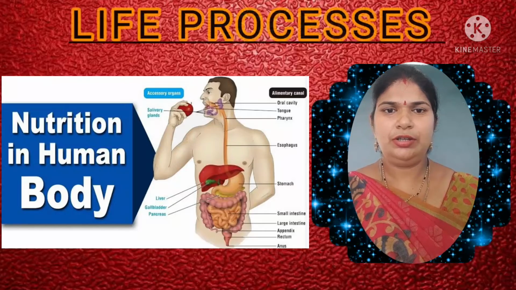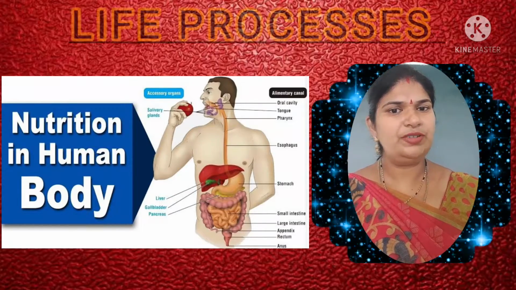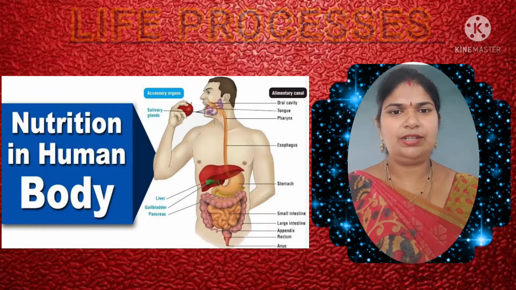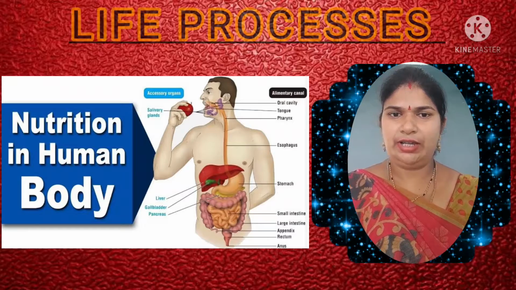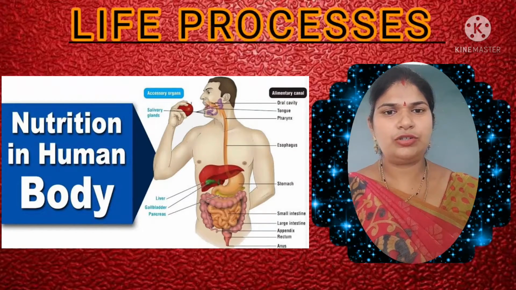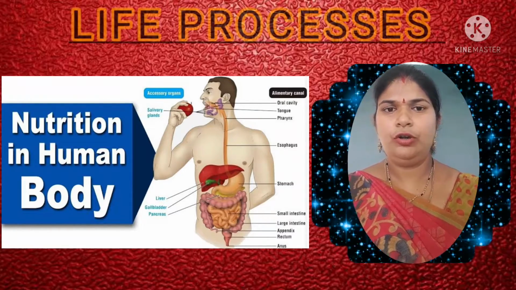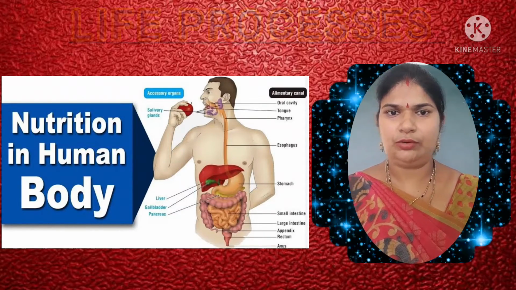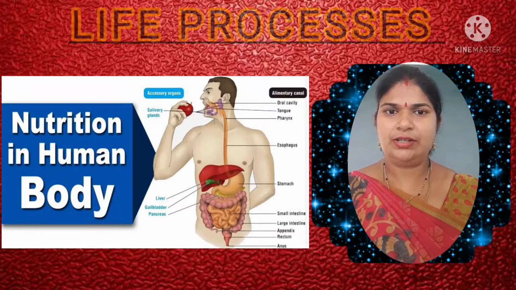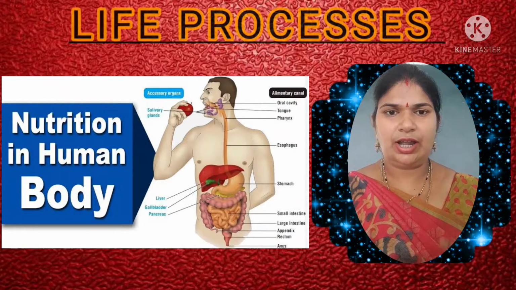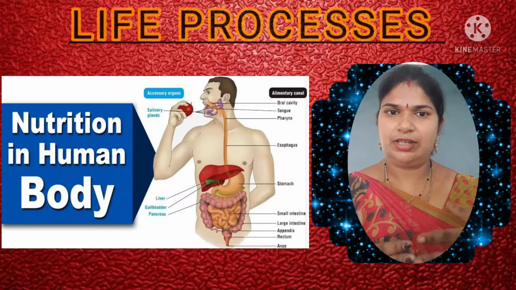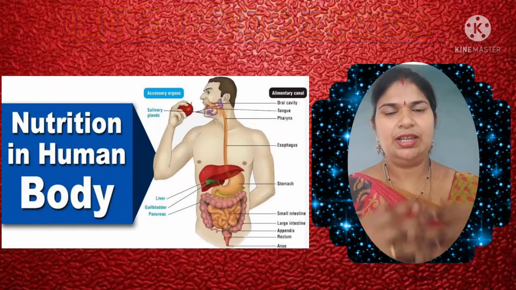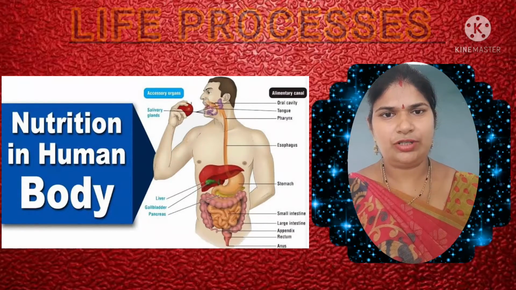Nutrition in humans. You all know humans are multicellular animals, yes or no? Hence they follow holozoic nutrition. They are omnivores also. So what do they do? They eat the flesh of other animals as well as plant materials.